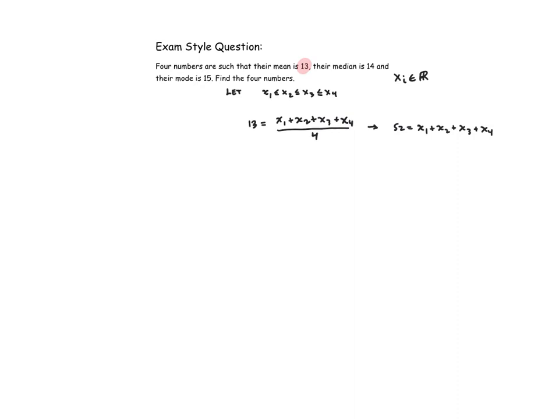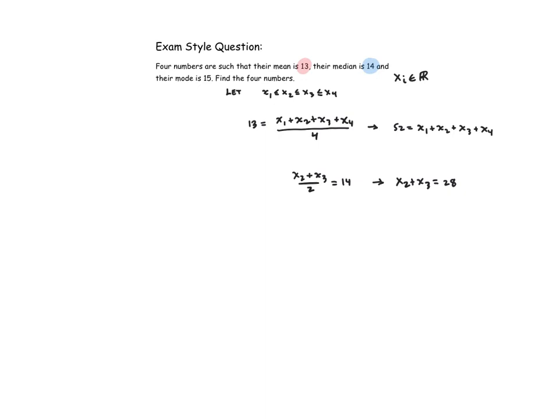All right, their median is 14. Let's highlight that in blue. So if I have 4 numbers in a data set, then the average of the middle 2 numbers, which would be x2 and x3, would be my median. That's good information, which means that x2 plus x3 would be 2 times 14, which is 28.